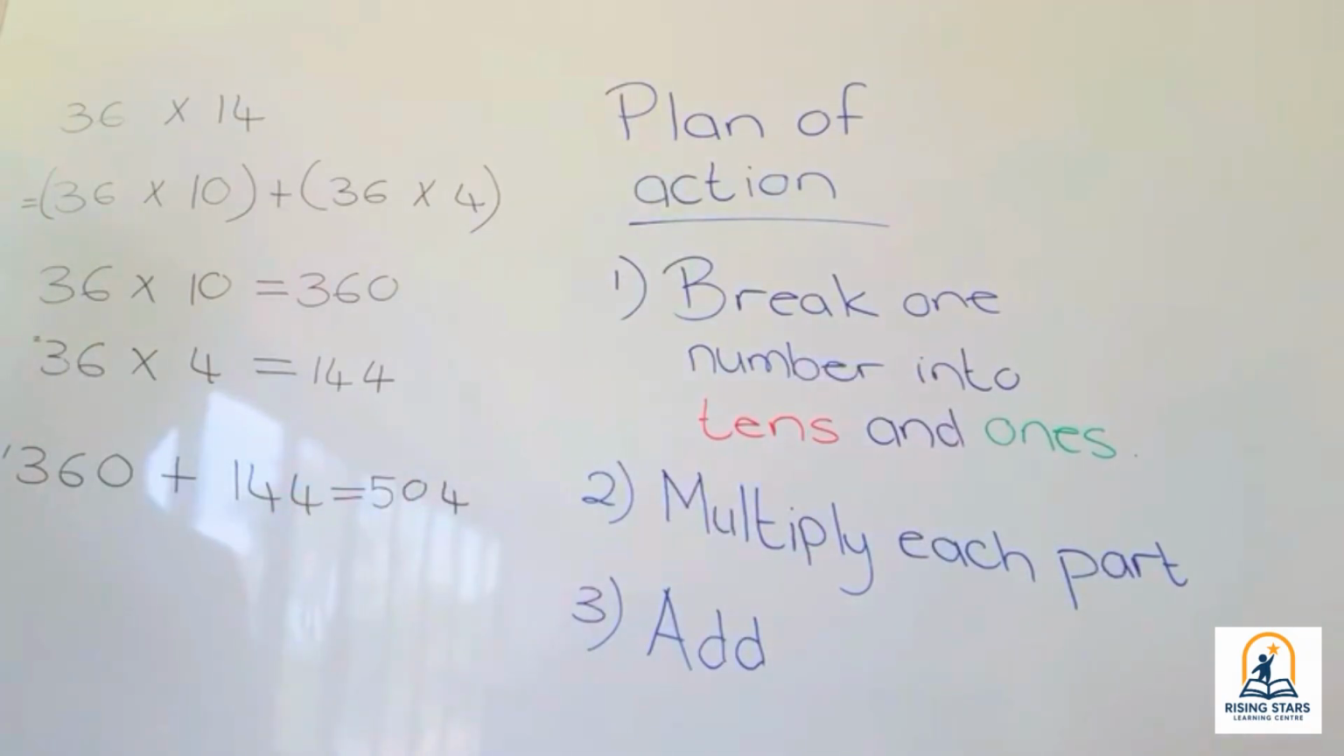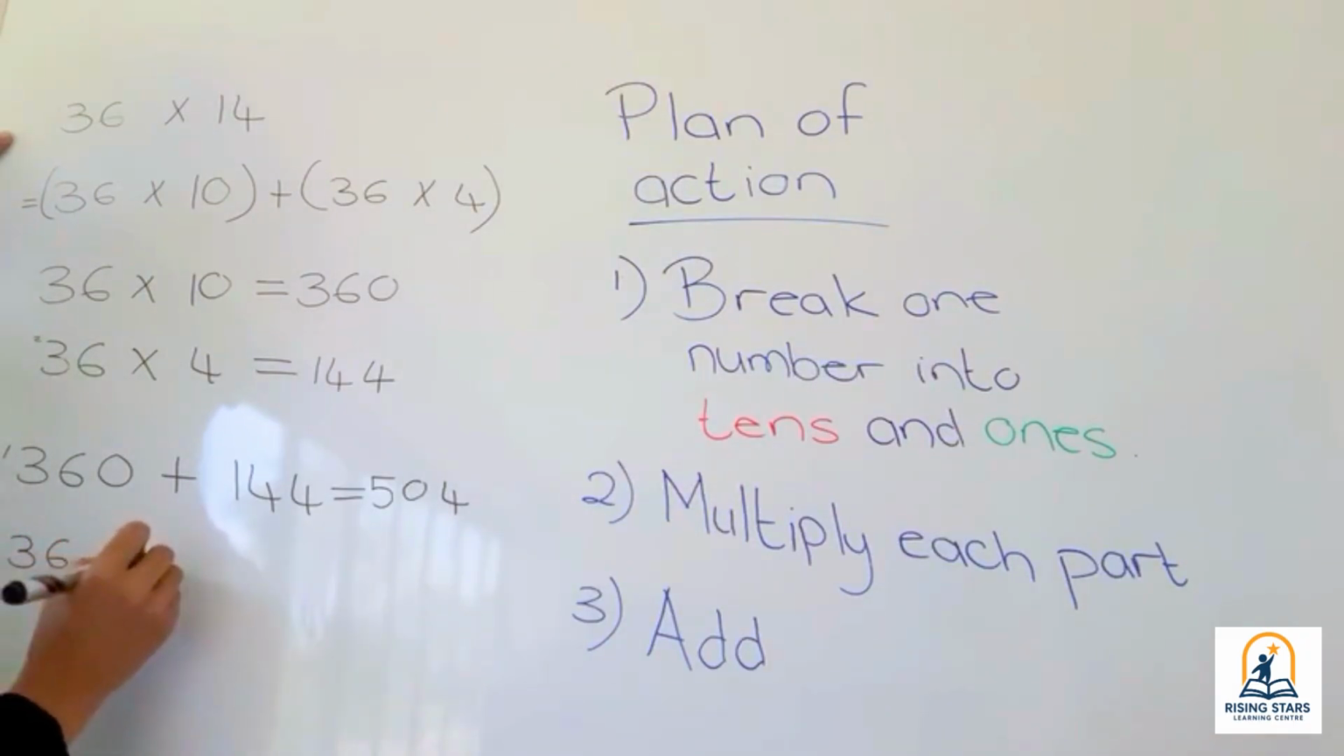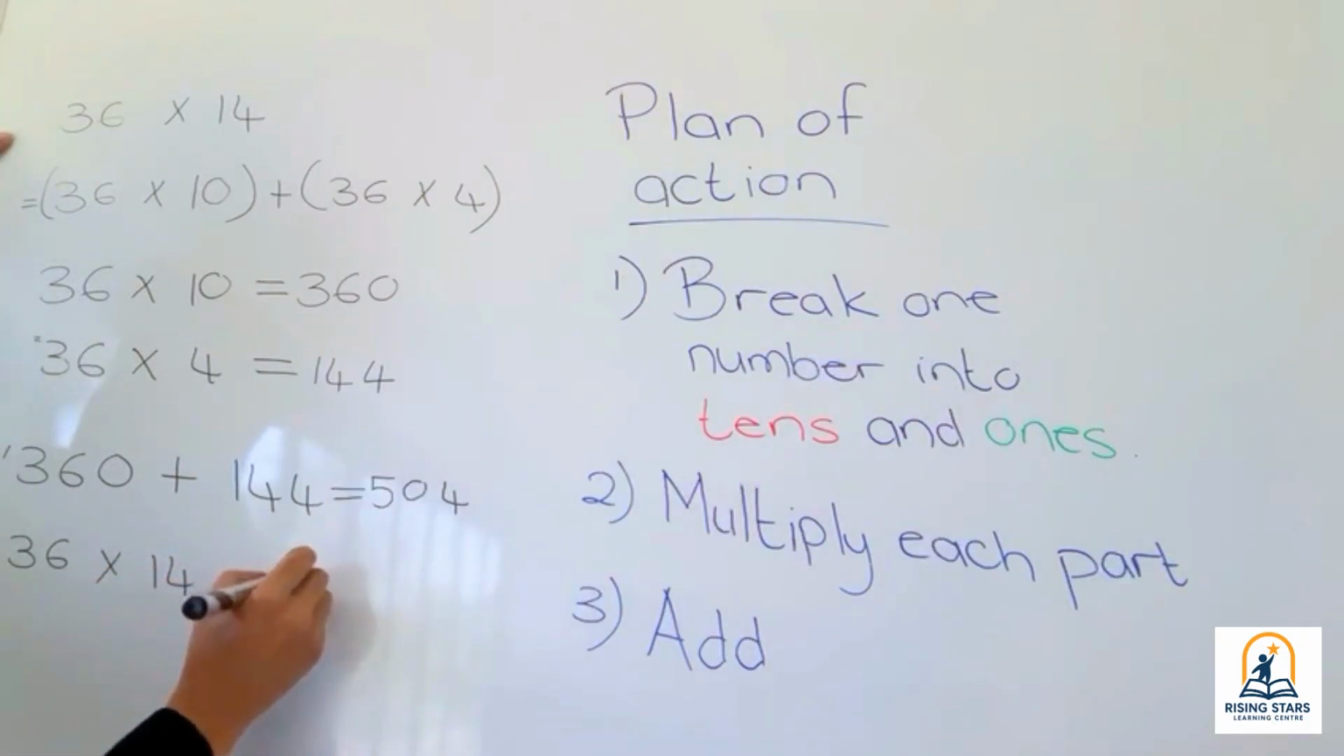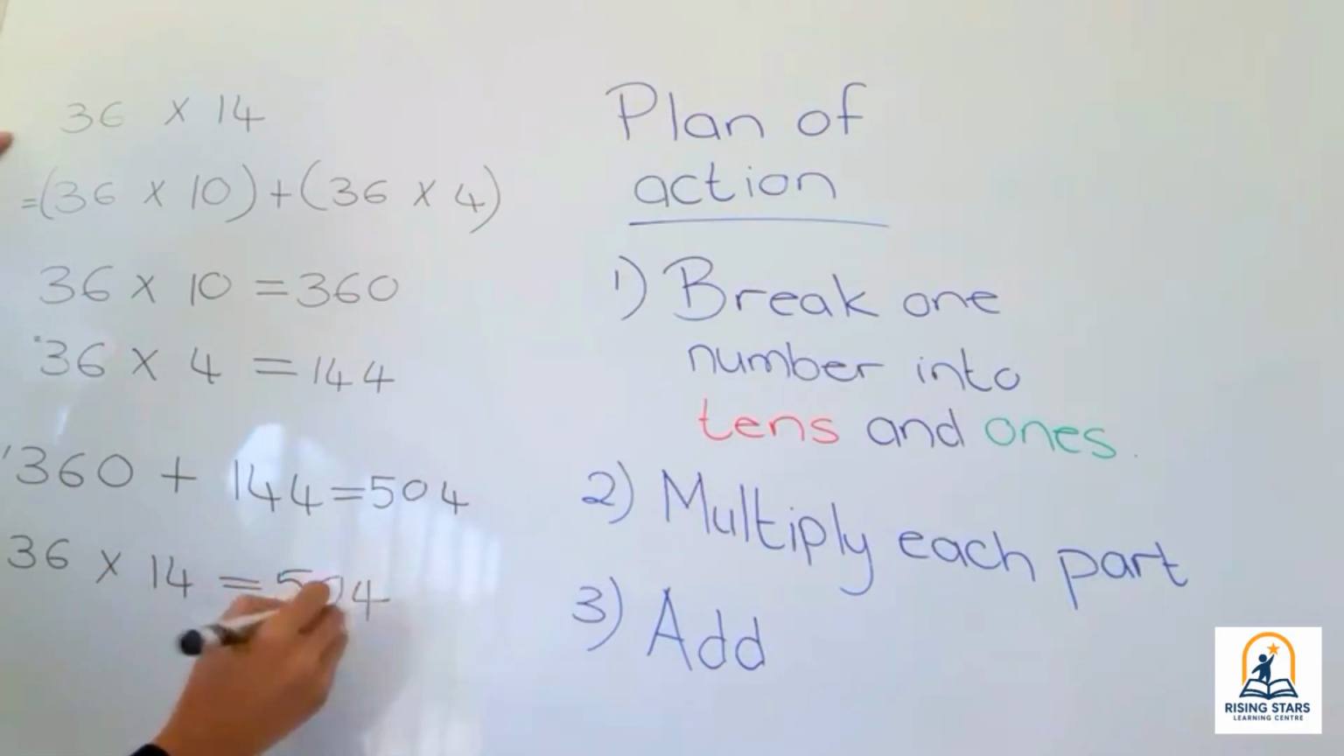Okay, so what do we do next? Now we write it down. We say 36 times 14 equals 504. All right.